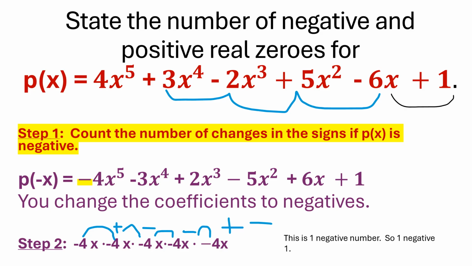A negative times a negative I put here is a positive. Times this negative is negative. Times this, okay, this negative and this negative is positive. This one is a negative, and this one here is going to be a positive. And over here is going to be a negative times a negative. So this is one negative number. So real roots is going to be 1.